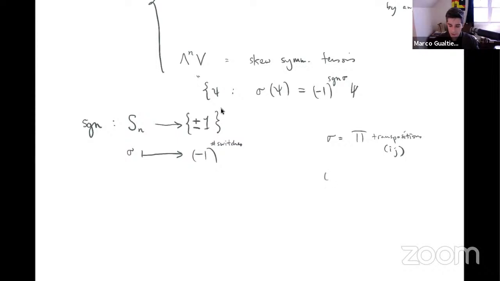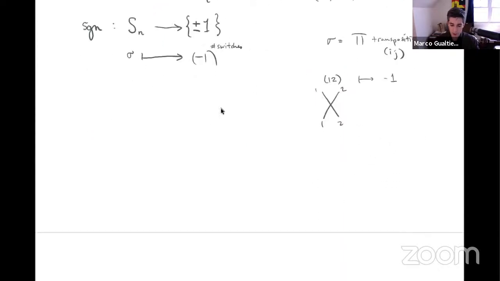So for example, the permutation 1, 2, which is the one that we used to switch the first and the second particle, has sign -1. Whereas, for example, if I do this permutation, you could write this as 2 and 3, and then 2 and 1. So this is 2, 3, and then 1, 2. And so this would have sign +1.